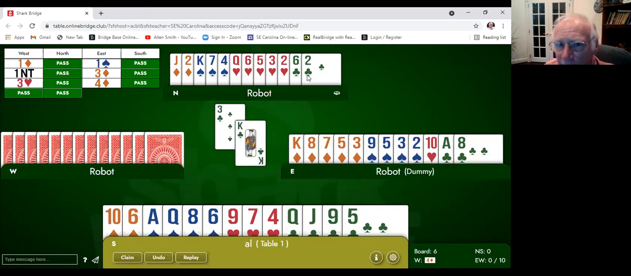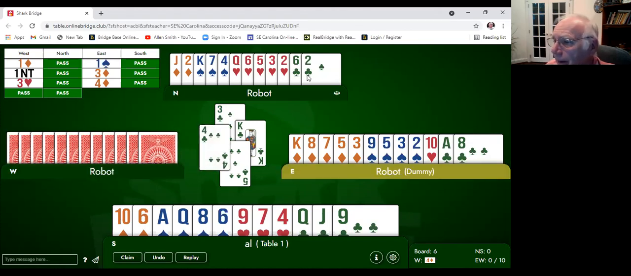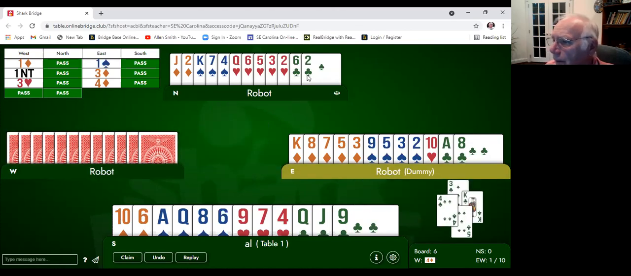And our partner says, all right, I want a continuation of that particular suit. So we play low. I like that suit. Good lead, partner. Continue it if you get the opportunity. Okay. Now the declarer says, all right, let's look at the hand.